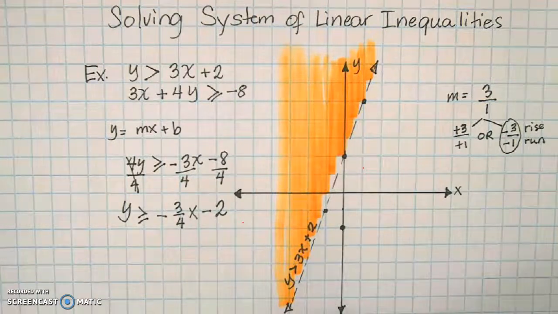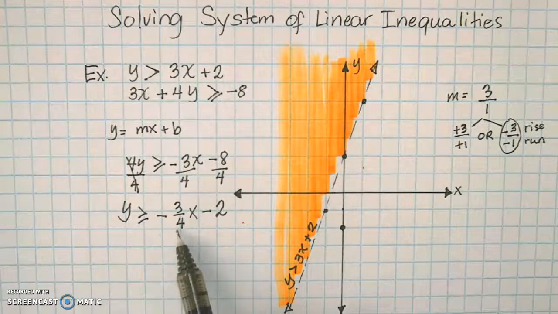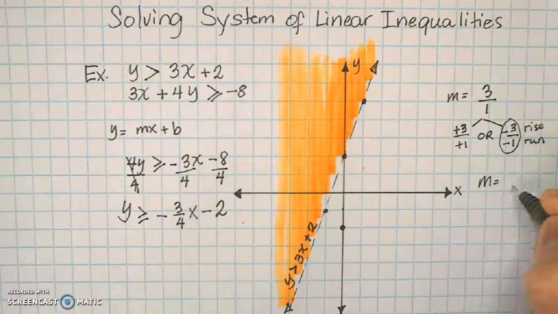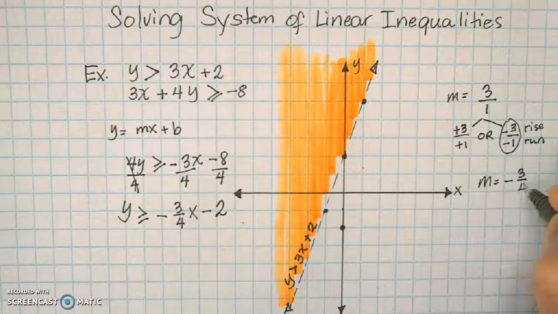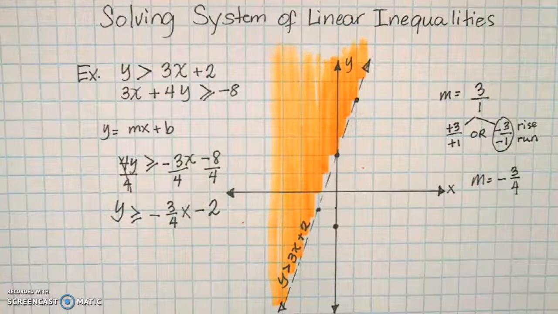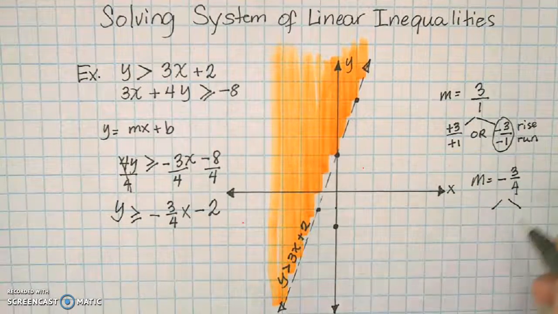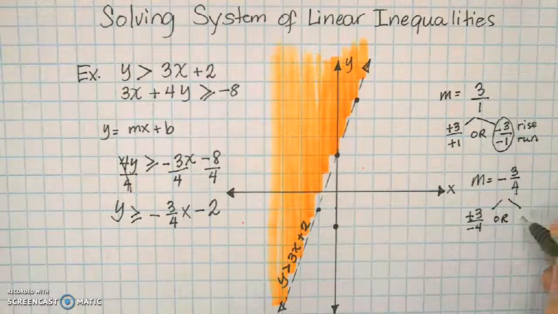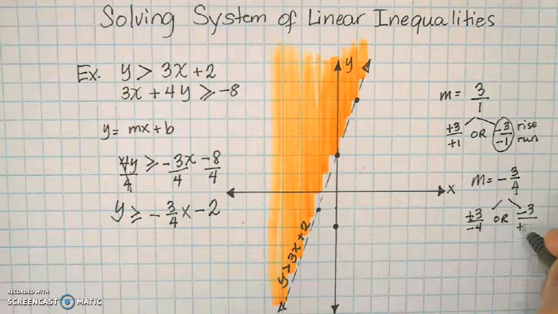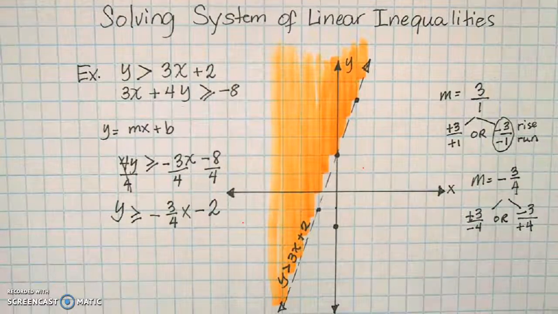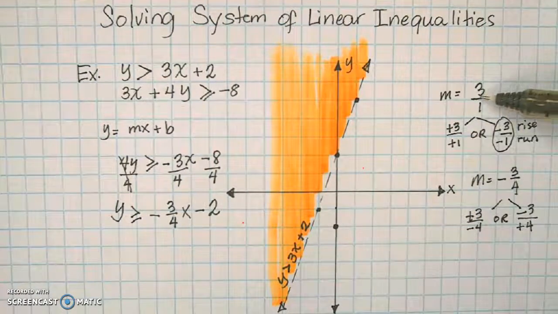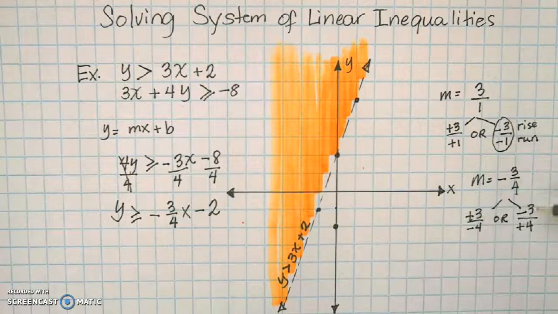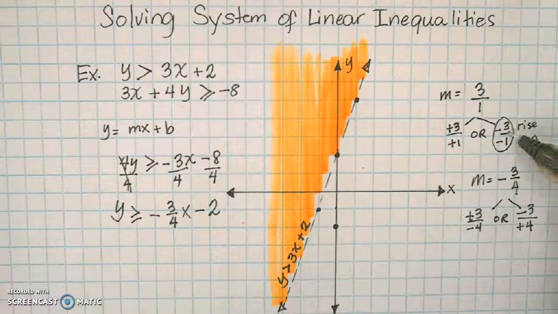And then we are going to use the slope. The slope is negative 3 over 4, which actually has two meanings: positive 3 over negative 4 or negative 3 over positive 4. Take note that when the signs are the same, your slope will become positive, and if the signs are different, it will become negative. And that's your goal, to make sure that those signs are different if this is negative, the same if it's positive.